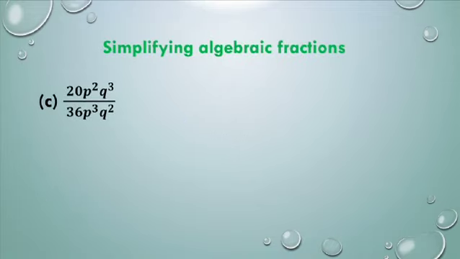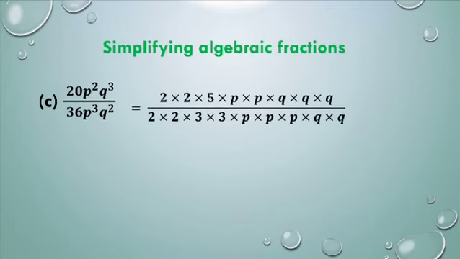A third example, 20p square q cube over 36p cube q square. If I write it in expanded form, I'll have 20 can be written as 2 times 2 times 5. And then I have p square, p times p. Q cube, which is q times q times q. 36 I can write as 2 times 2 times 3 times 3. P cube is written as p times p times p. Q square is written as q times q.